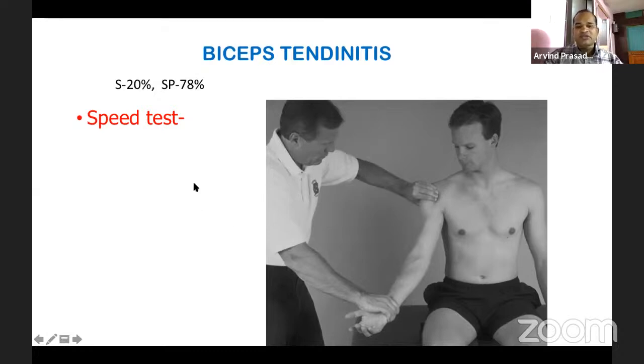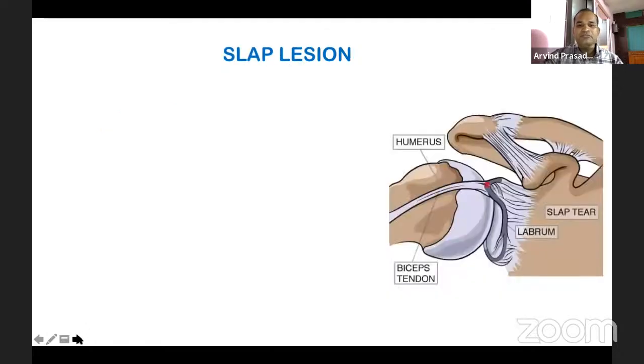This test was discovered by Speed, when he was doing the straight leg raise to examine a spine patient and the patient had pain in the bicipital groove. Now there is a modification of this Speed test, done at 90 degrees of flexion of the shoulder joint with full extension and supination, and the patient has to raise the arm.